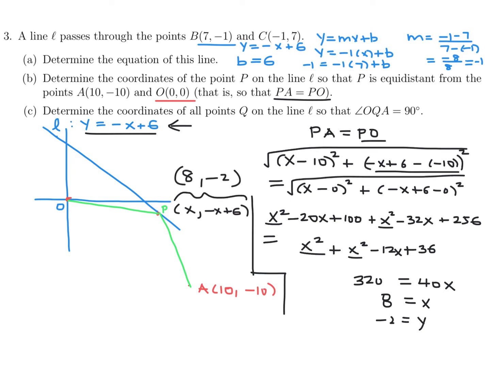Part C. Determine the coordinates of all points Q so that angle OQA is 90 degrees. OQA is 90. Okay, so let's see now.